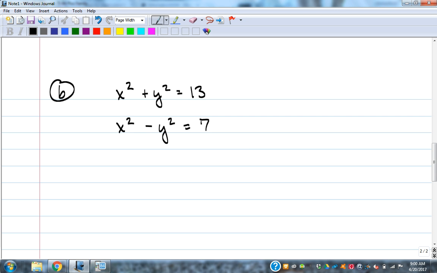A hyperbola is kind of like a parabola, but one on top and one at the bottom. You may have seen this in geometry. That shape is what's happening there, and that shape is a hyperbola.